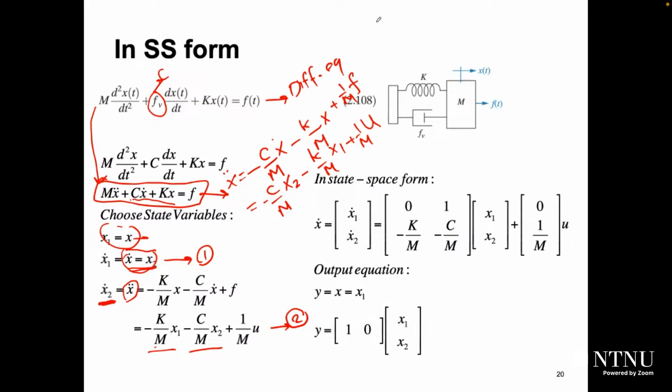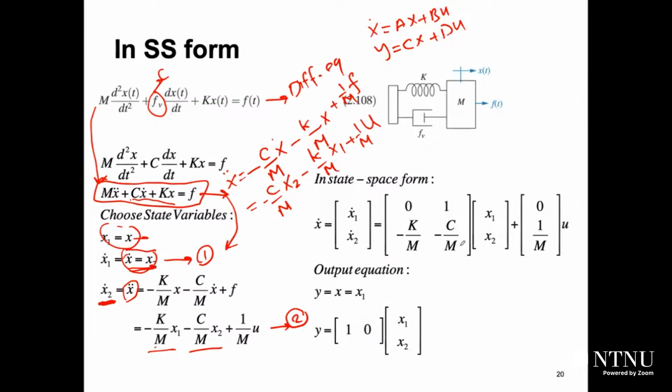And just remember, the state equation is x dot equal Ax plus Bu, and the output equation is y equals Cx plus Du. So now, in fact, my second order differential equation is broken down into two first order differential equations. The first one is x1 dot equal x2, and the second equation will be x2 dot equal this one.